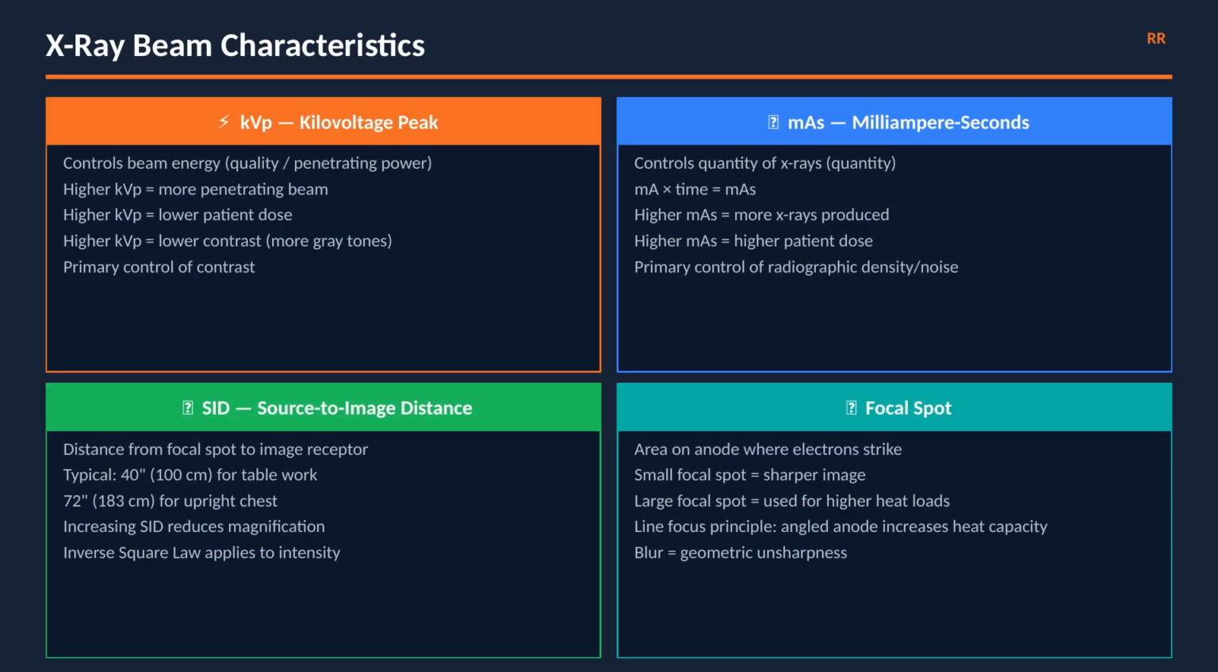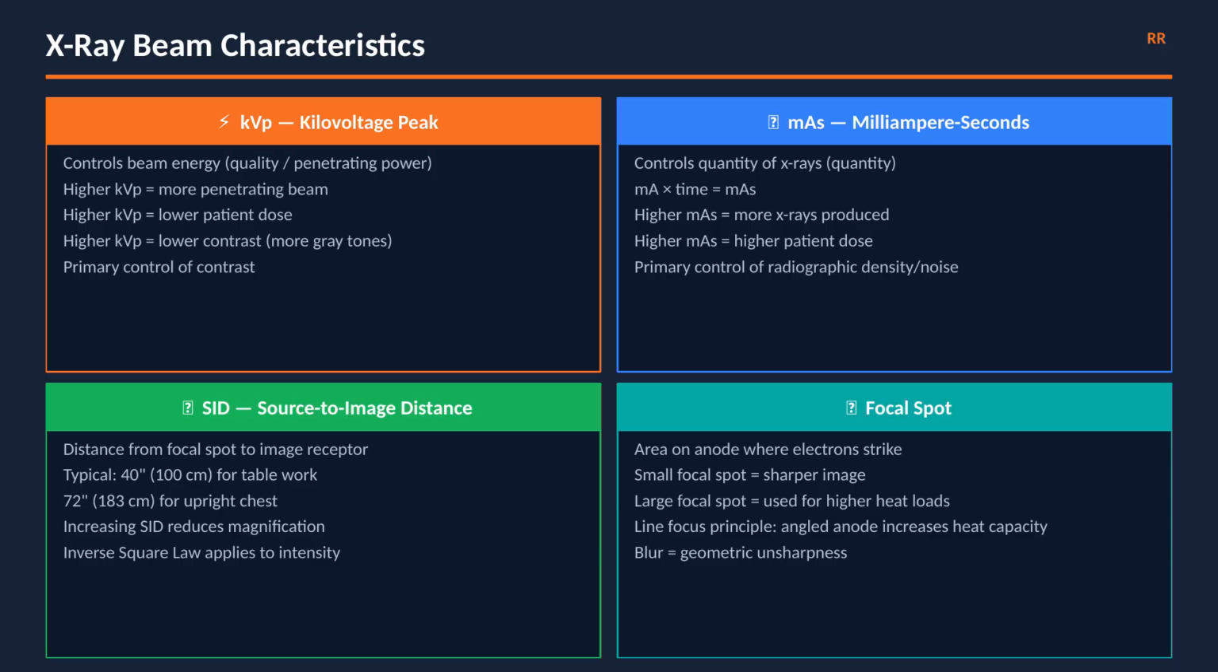4 technical factors control the X-ray beam, and each one controls a specific beam property. kVp, kilovoltage peak, controls beam quality, which means penetrating power. Higher kVp produces more energetic photons that penetrate tissue more easily. It is the primary controller of subject contrast and patient dose efficiency. MAS, milliampere seconds, controls beam quantity, the number of photons produced. MAS directly determines patient dose and image density. Double the MAS, double the dose.